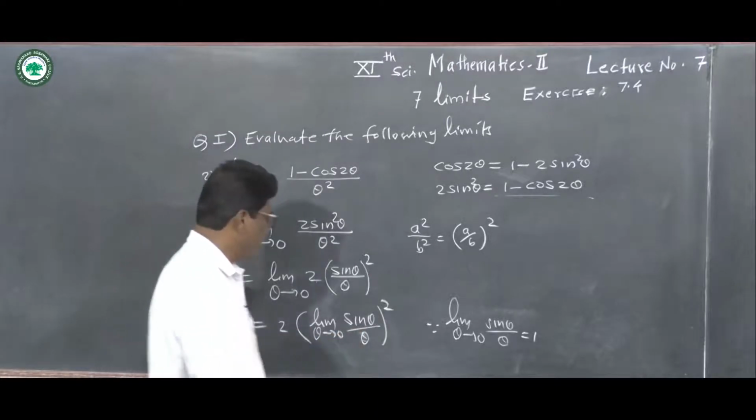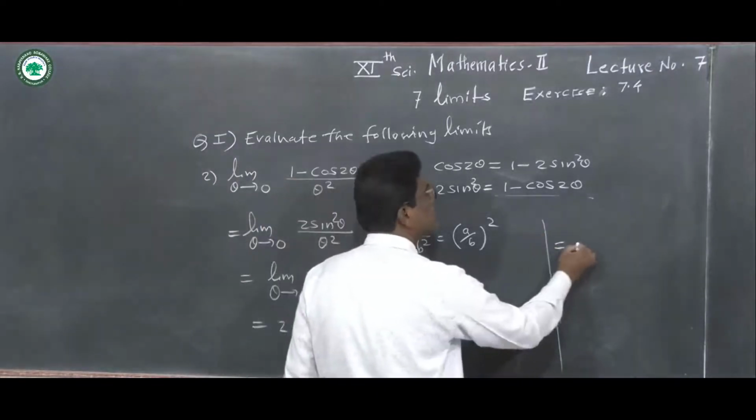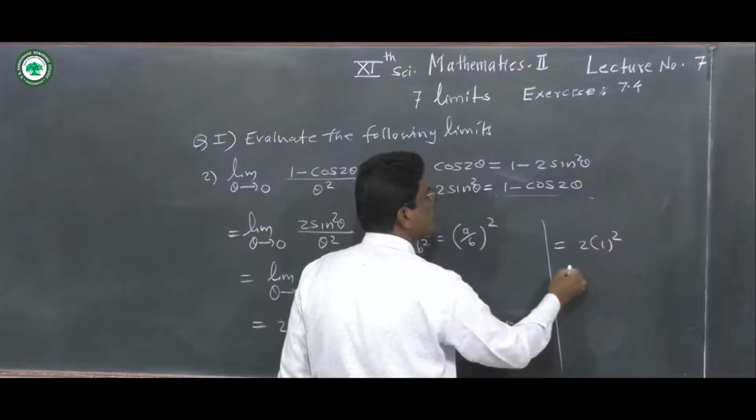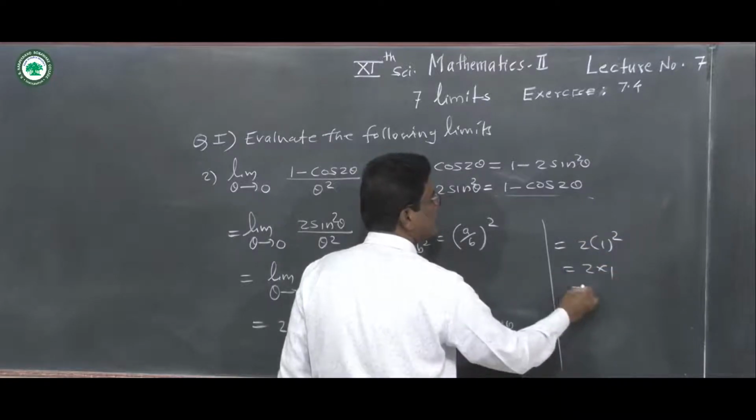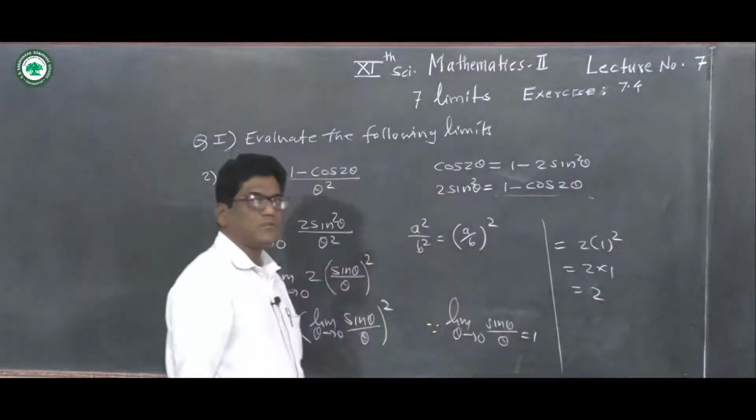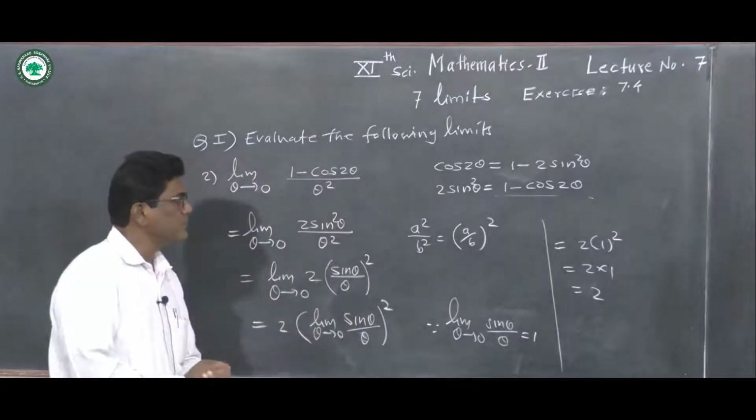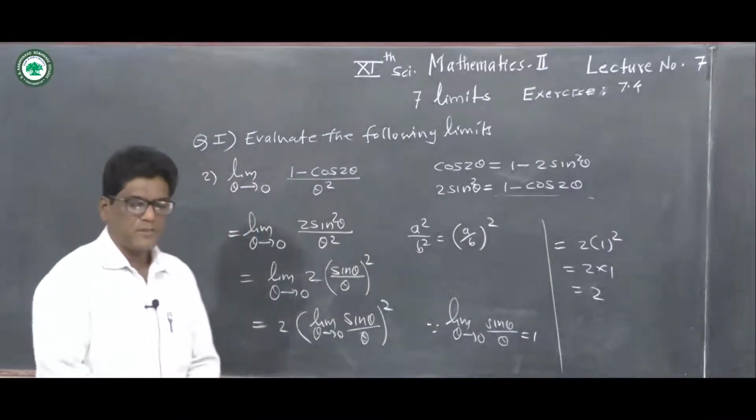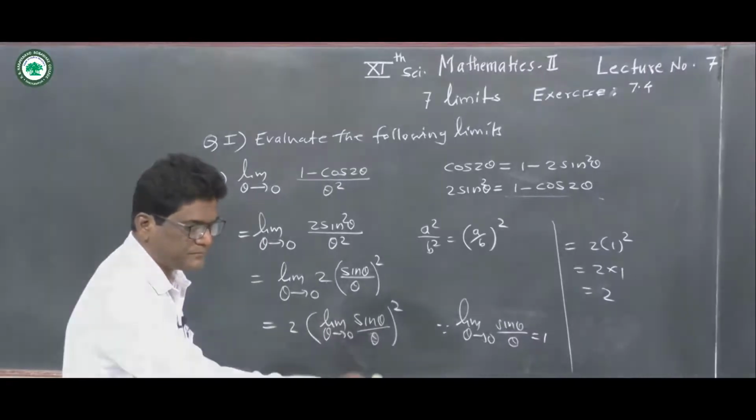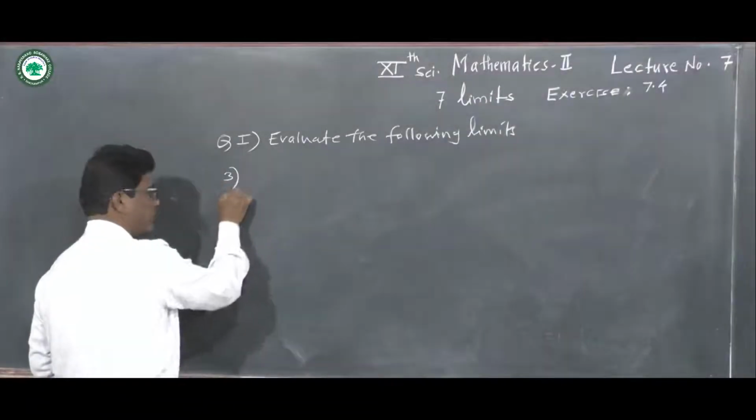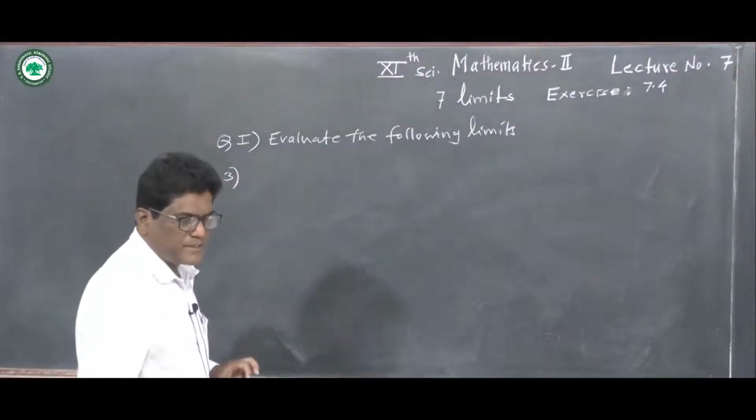So 2 into 1 square, it is equal to 2 into 1 square. 1 square is 1. So 2 into 1 is equal to 2. The solution of this problem is 2. Now we see the third problem here. Limit x tends to 0.